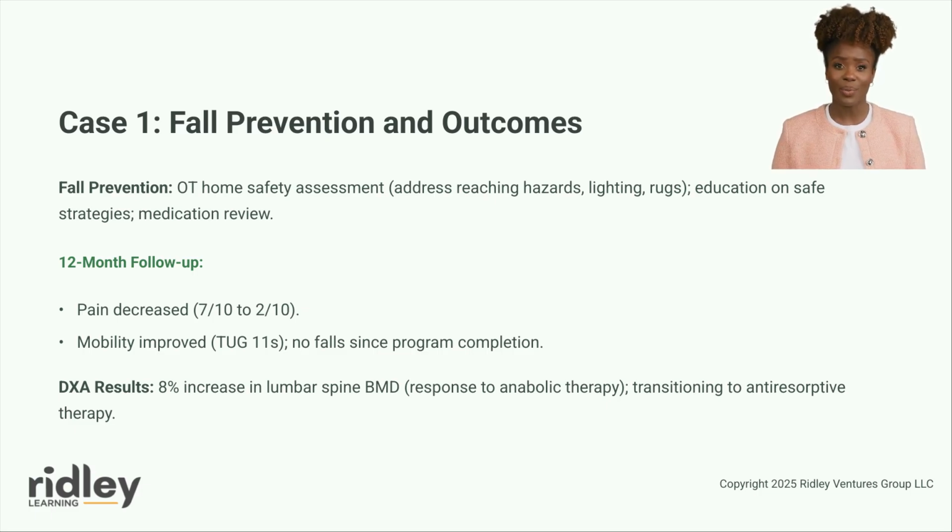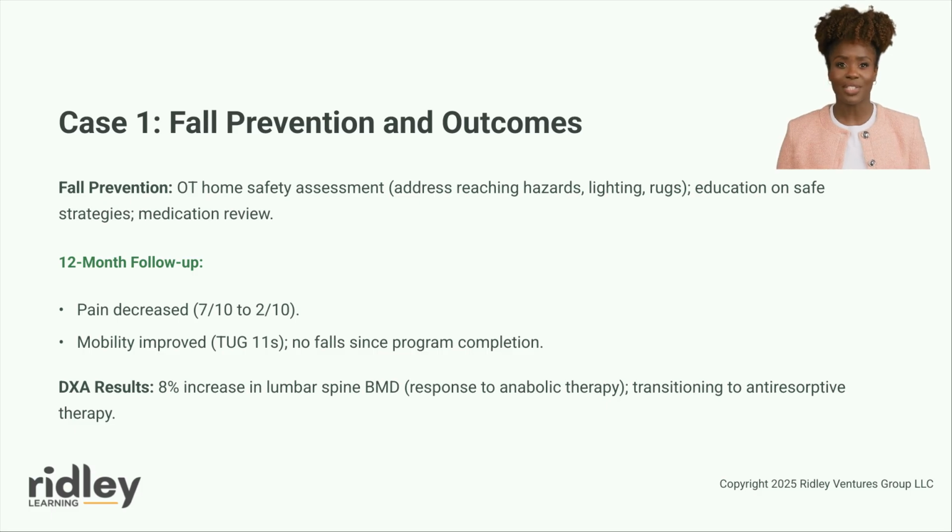At 12-month follow-up, this patient demonstrates significant improvement across multiple domains. Pain has decreased from 7 out of 10 to 2 out of 10. Functional mobility has improved with timed up and go now 11 seconds, and independent ambulation without assistive device. She has experienced no falls since completing the fall prevention program.